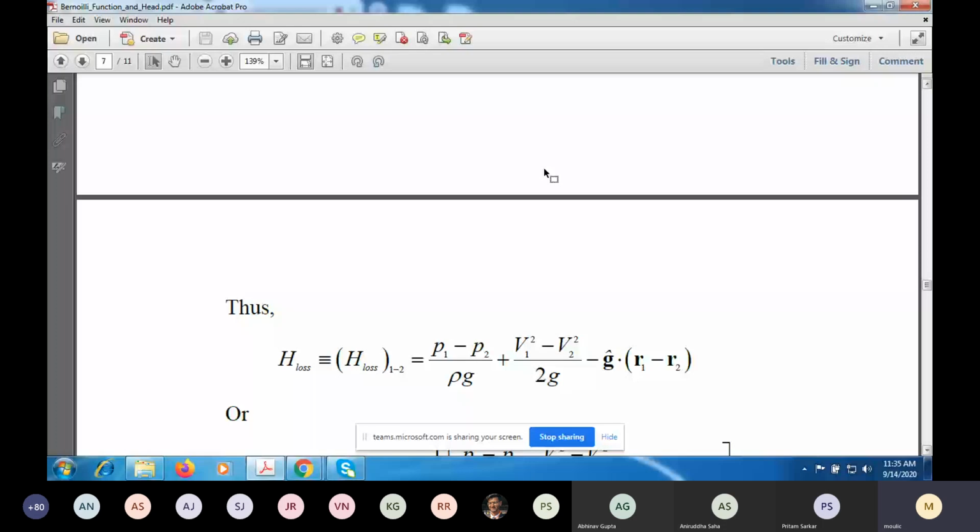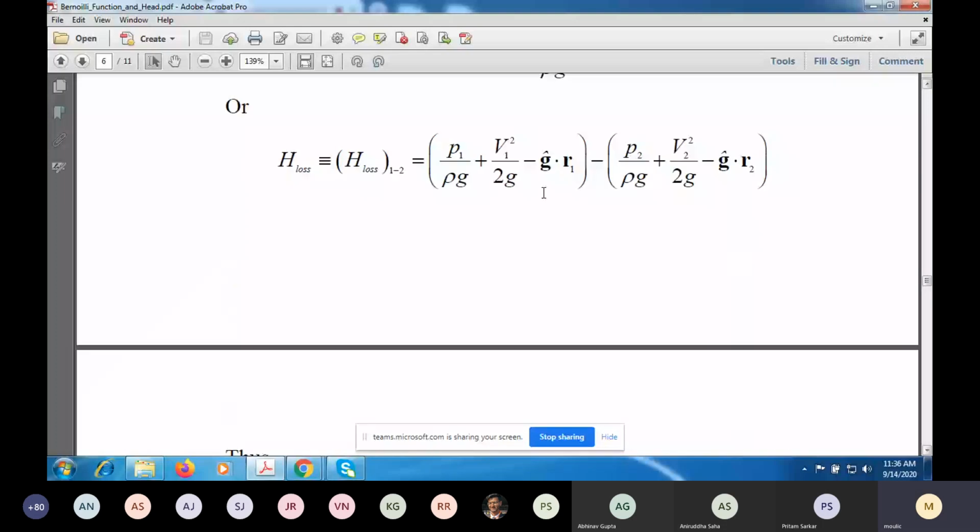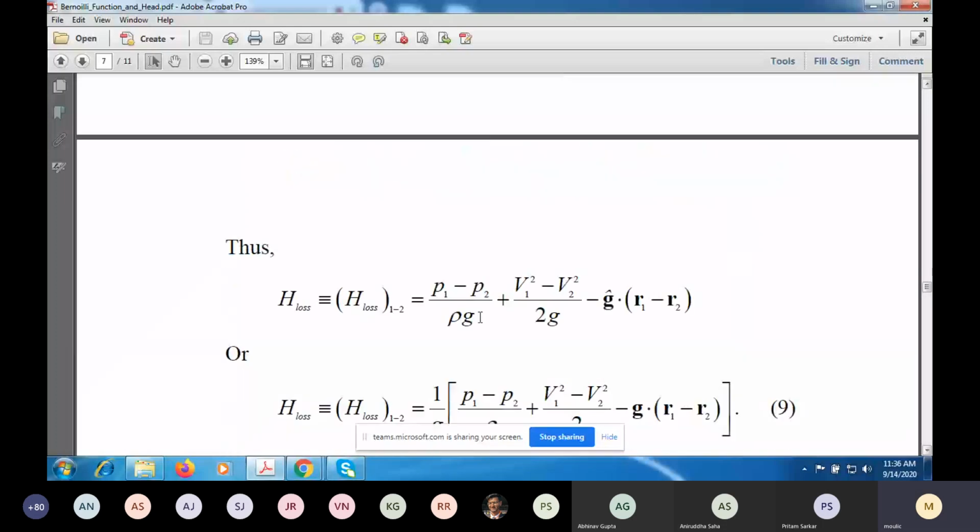Now if I want, I can group it separately: the difference of pressure, the difference of kinetic energy, and the difference of potential energy. Now, this is a course where we will talk about turbo machines, and we'll be talking about energy being either added to a fluid or being extracted from a fluid.